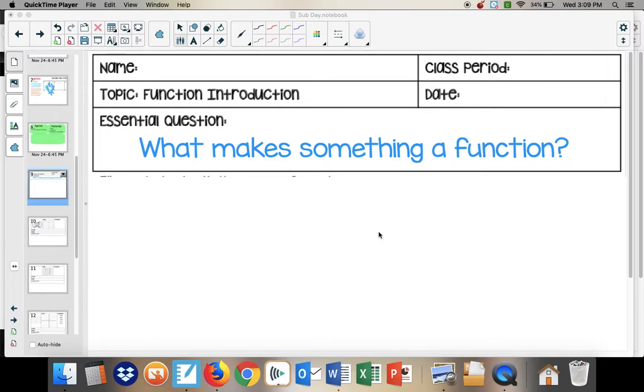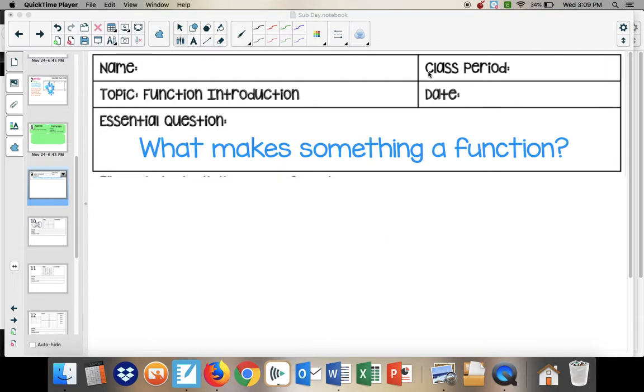So we are going to go through our introduction to functions lesson together. You're going to learn about what makes something a function, which is our essential question. What makes something a function? We're going to learn about domain, range, if it's a function or not, and vertical line test today. And this is a nice little intro into what we're going to be doing for the rest of the unit.